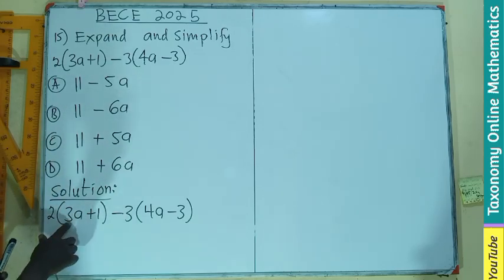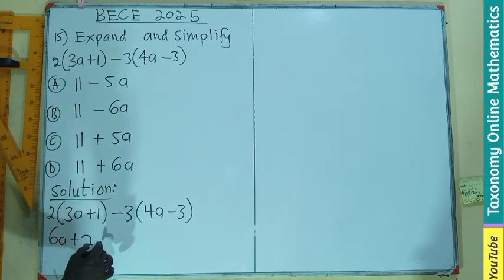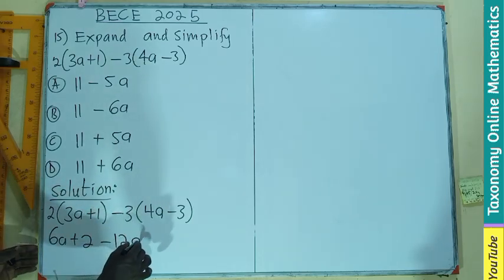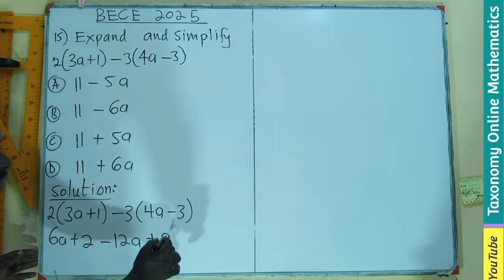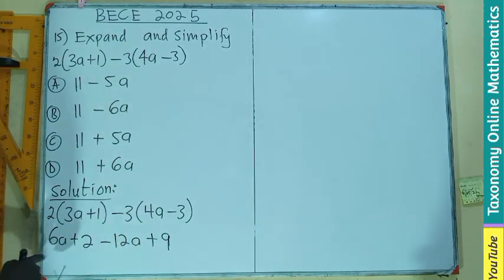So 2 times 3a will give you 6a. 2 times 1, that will give you 2. This is minus 3 times positive 4a, minus 12a. Minus 3 times minus 3, positive what? 9. This is 9.